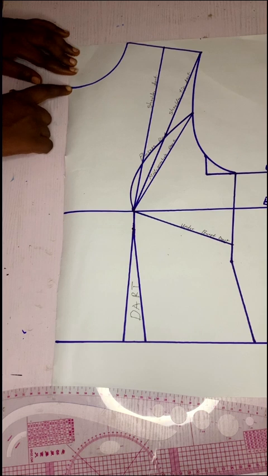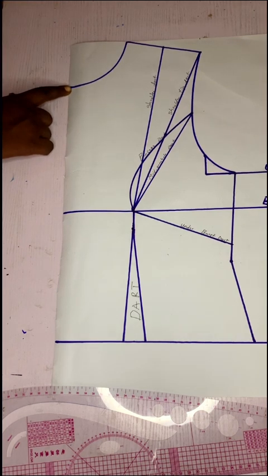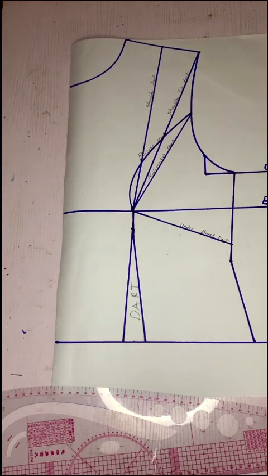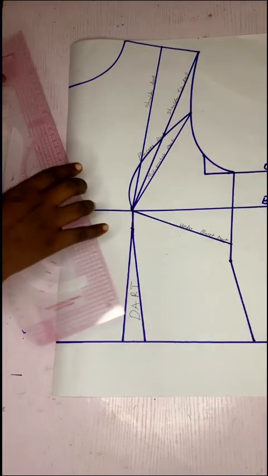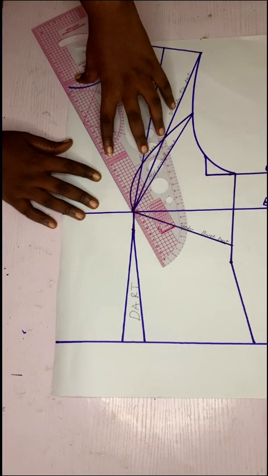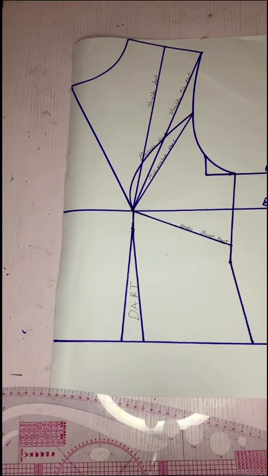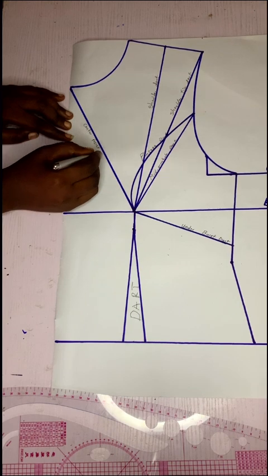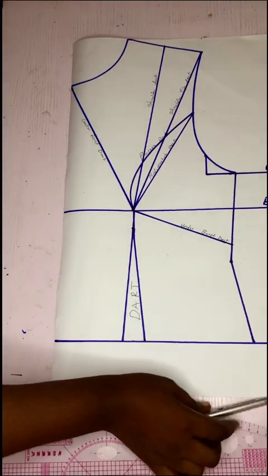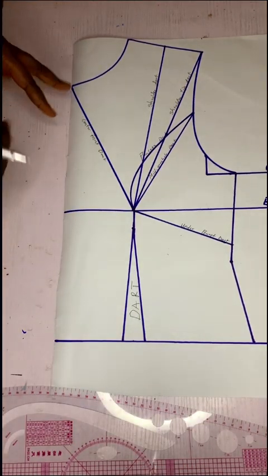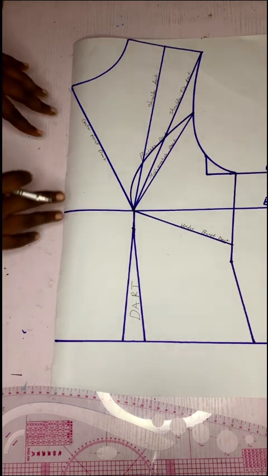So the next one that we'll be looking at is the center neck dart. Now this one I rarely see. So I'm just going to connect it from the tip of the neck to the bust point as I have connected. So I'm not going to be illustrating this one.